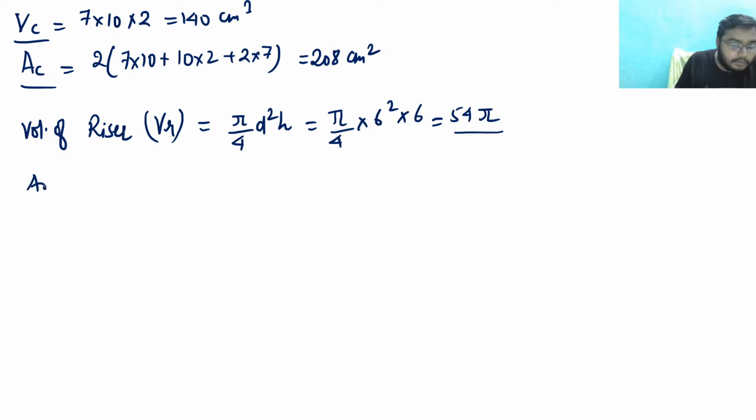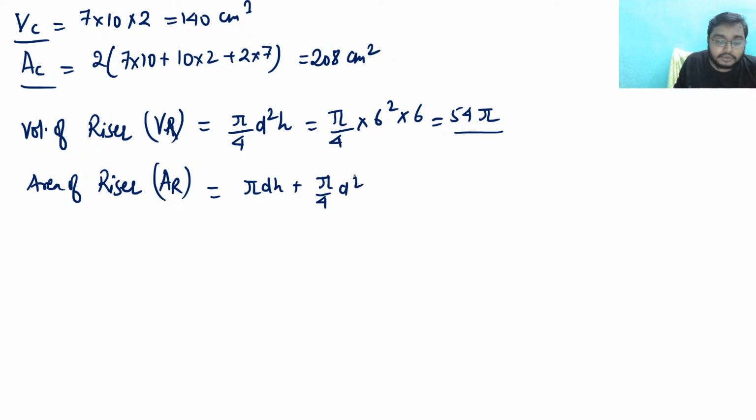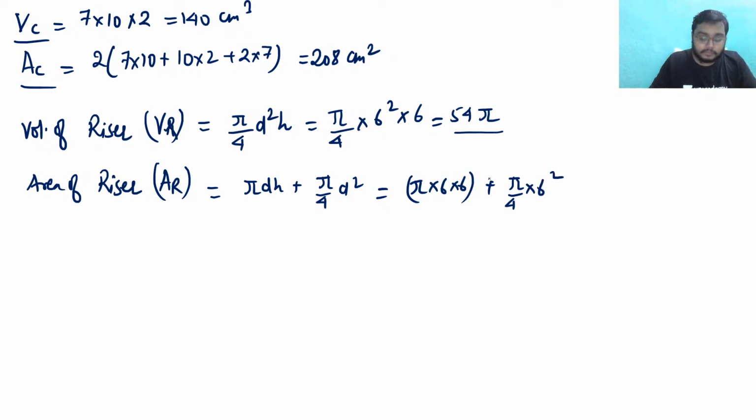Now if I calculate the area of riser, that would be AR, the surface area of riser. Let it be AR, and this be VR. So what would be the area? That would be pi dh plus pi by 4 d square. Clear? Pi by 4 d square. Now if I calculate it from here, I will get pi into 6 into 6 plus pi by 4 into 6 square. So this would be my 36 pi and this would be my 9 pi.